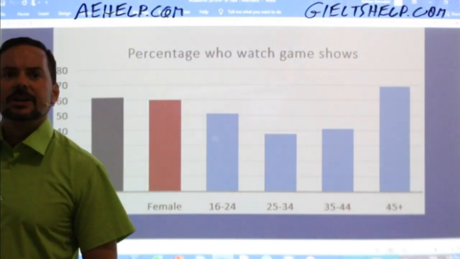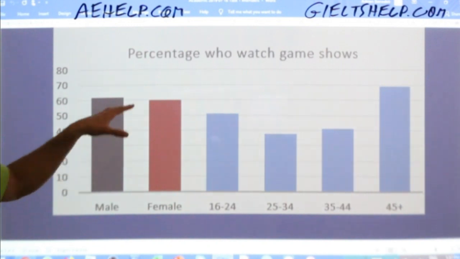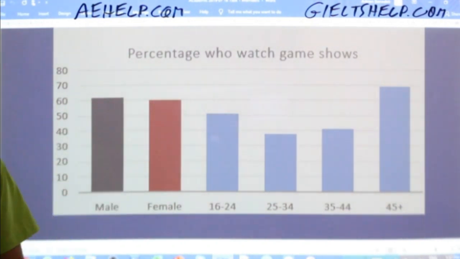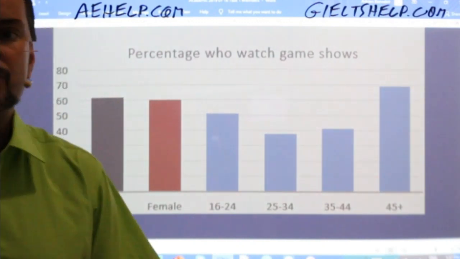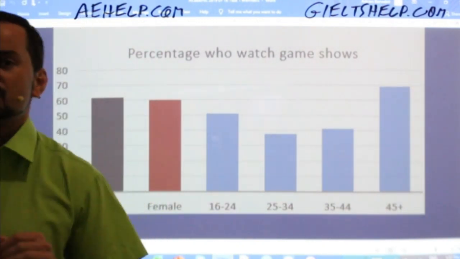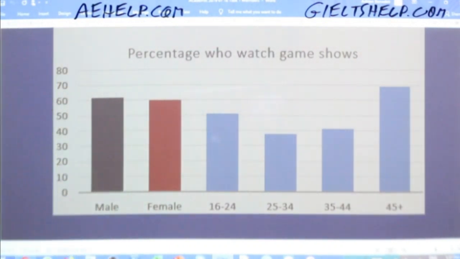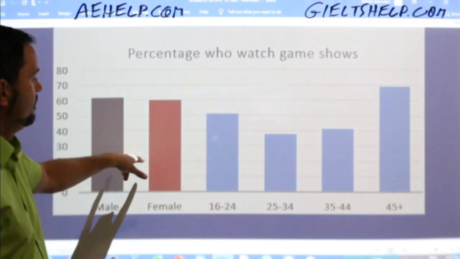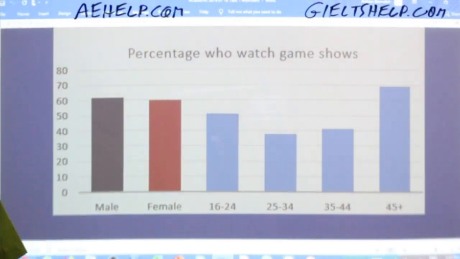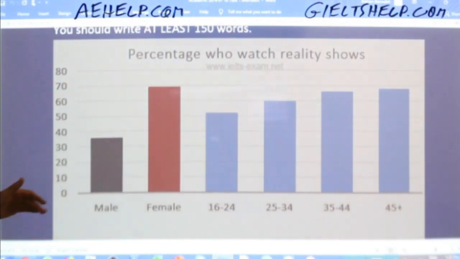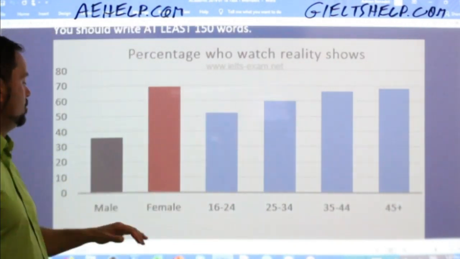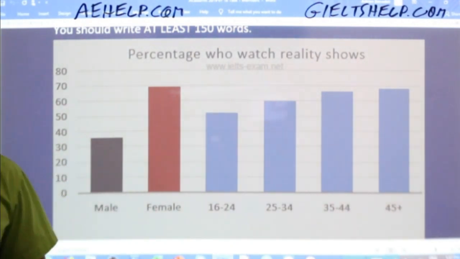Is the graph clear, more or less, members? Can you see the numbers and the words on the graph clear enough to read it? Is it legible for you? I just want to make sure that you can see it. Danish says yes, it's fairly clear. Good, all right. Sometimes it's a bit tricky to get all the lighting and everything visible. All right, so again, we have game shows, men, women, age groups, and the previous we have reality shows, and we have age groups, men and women.